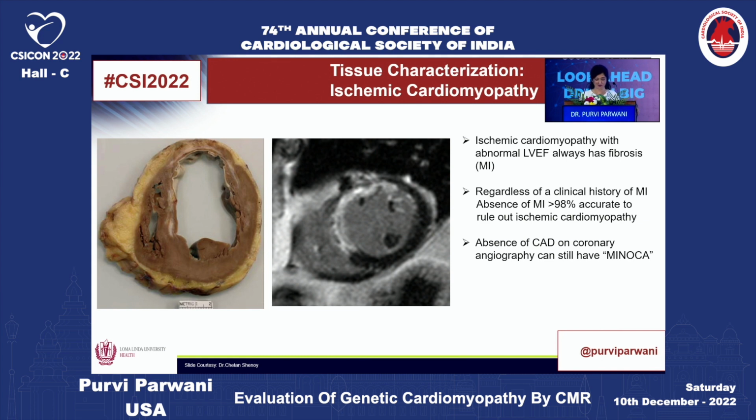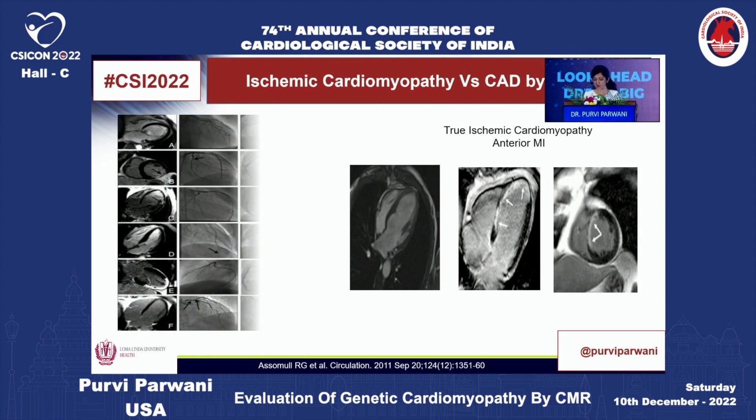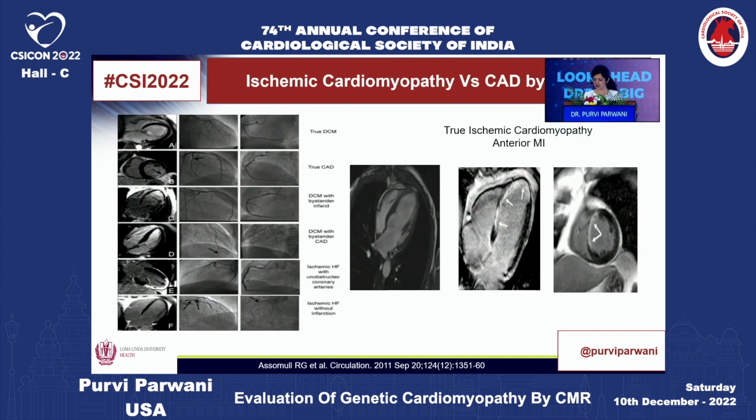And then there is MINOCA, which is myocardial infarction without any coronary artery disease. And then also, it's important to remember that just presence of coronary artery disease does not indicate the patient has ischemic cardiomyopathy. So right here, you have a true ischemic cardiomyopathy. So this is a patient, okay, it's not playing. This is a patient with anterior myocardial infarction with LAD territory, but there are some examples from this paper that show you how coexisting cardiomyopathy can be present.